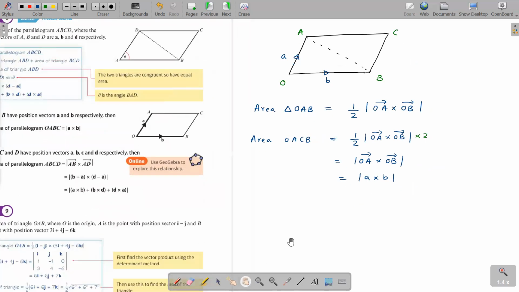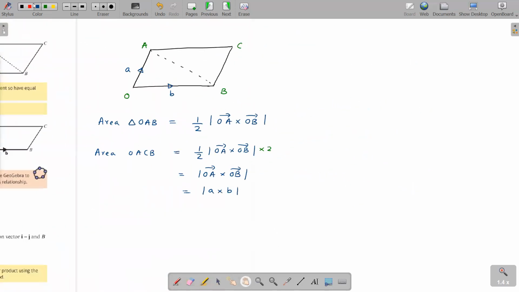Okay, so let's also do it with a parallelogram that has 4 different position vectors instead of the origin. Get me the area of a parallelogram that has vertices A, B, C as the main triangle, and D. So get me the area.